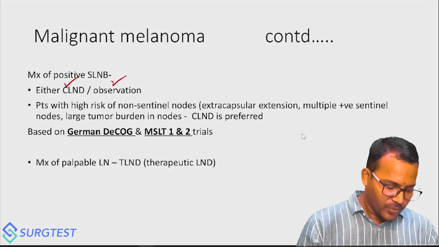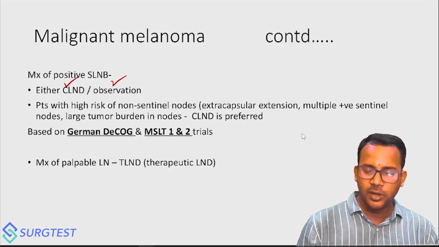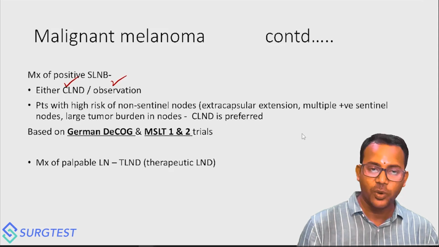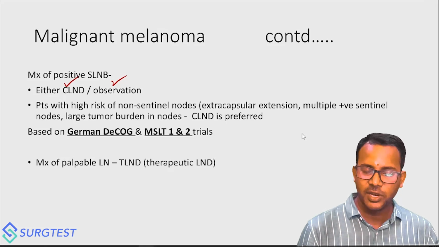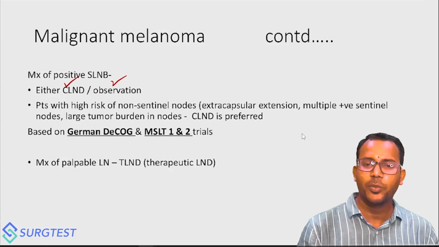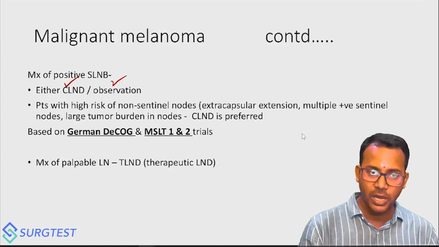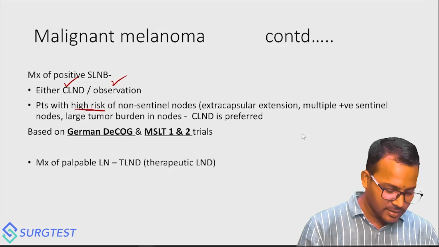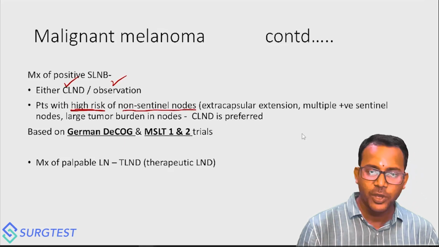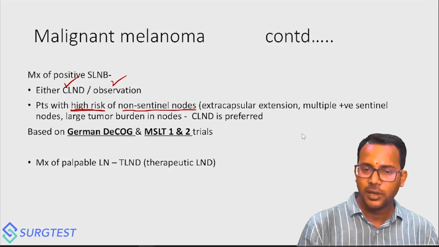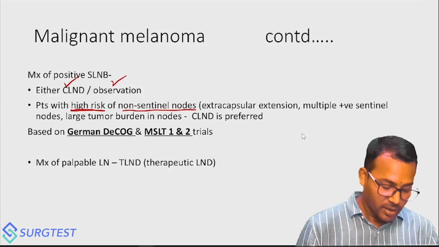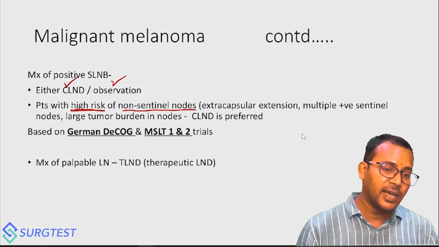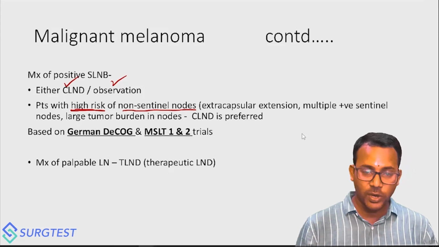Based upon a lot of studies, they have come to a conclusion that either a completion lymph node dissection or an observation are equally effective in the management of a positive sentinel node biopsy in case of malignant melanoma. However, there are patients with high risk of non-sentinel node involvement. I said that the risk of involvement of non-sentinel nodes will be around 15 to 20%, right? Few patients will have an even higher risk than that.